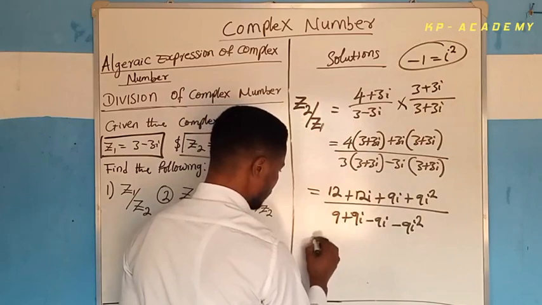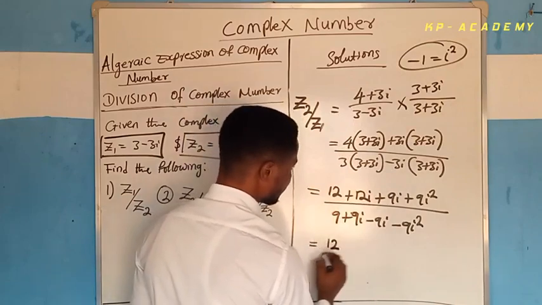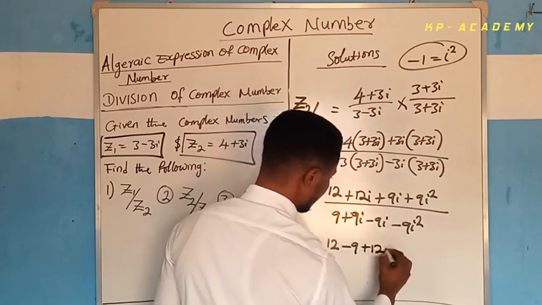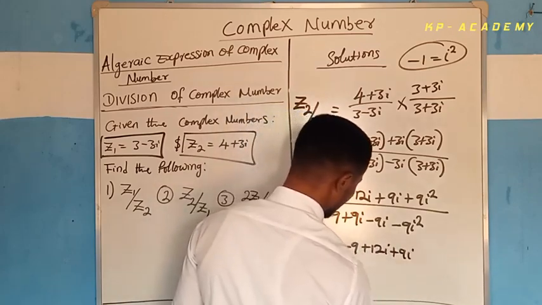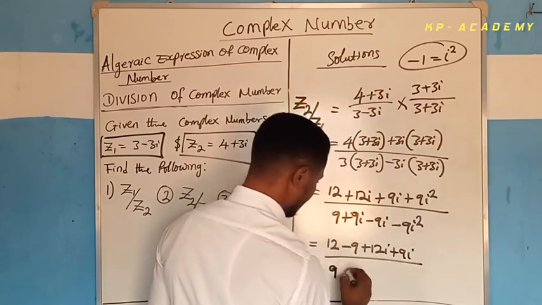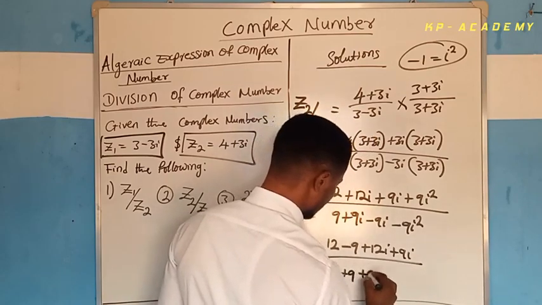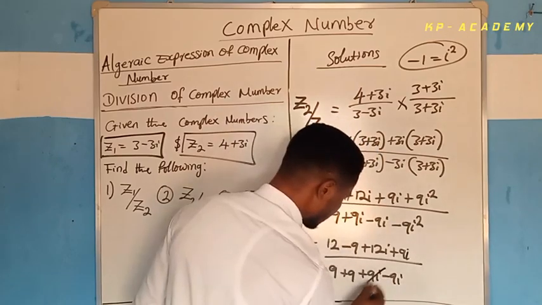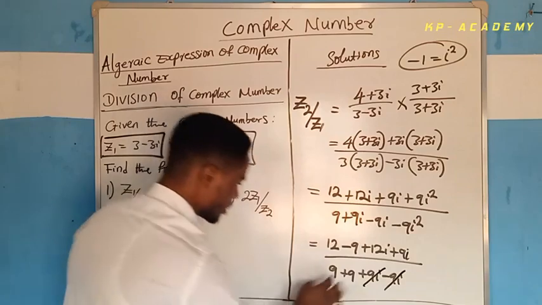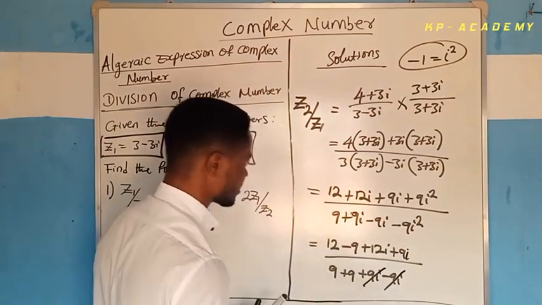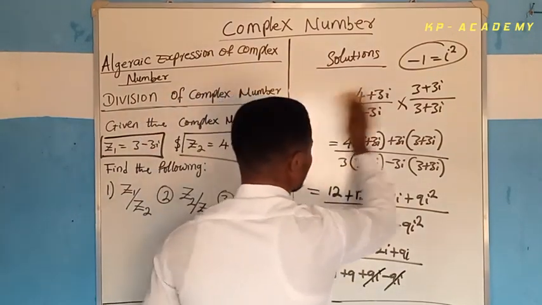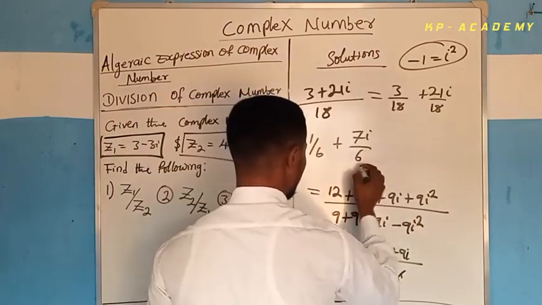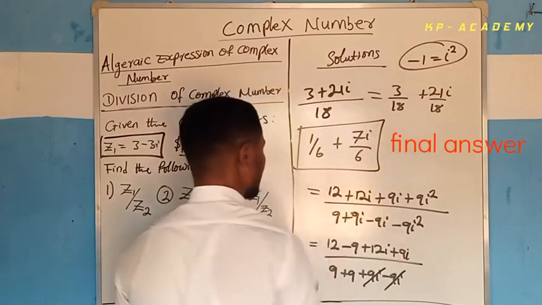So evaluating further, we are going to have that this is equal to 12 minus 9 plus 12i plus 9i all over 9 plus 9 plus 9i minus 9i. All right, so this can cancel out. So in the denominator, I'll be left with 9 plus 9. Okay, let me clean part of here so that we can finish up the calculation. So 6. So this is the answer in the form of a plus bi.